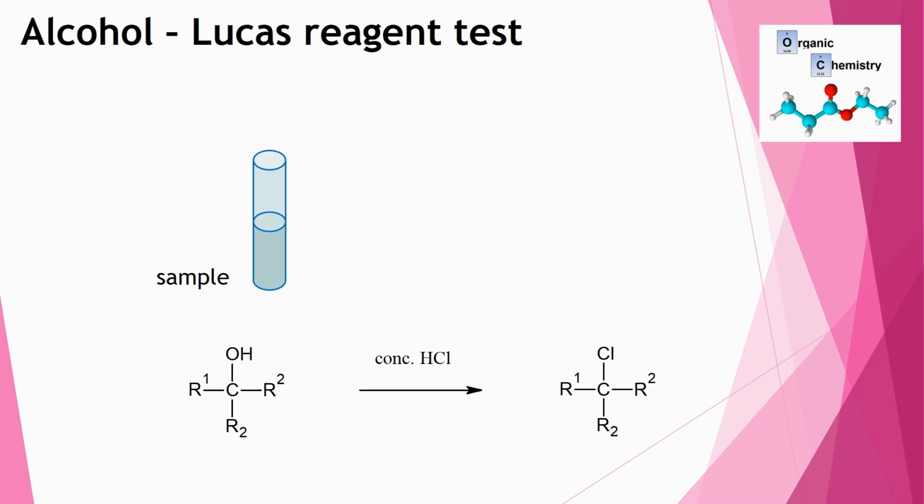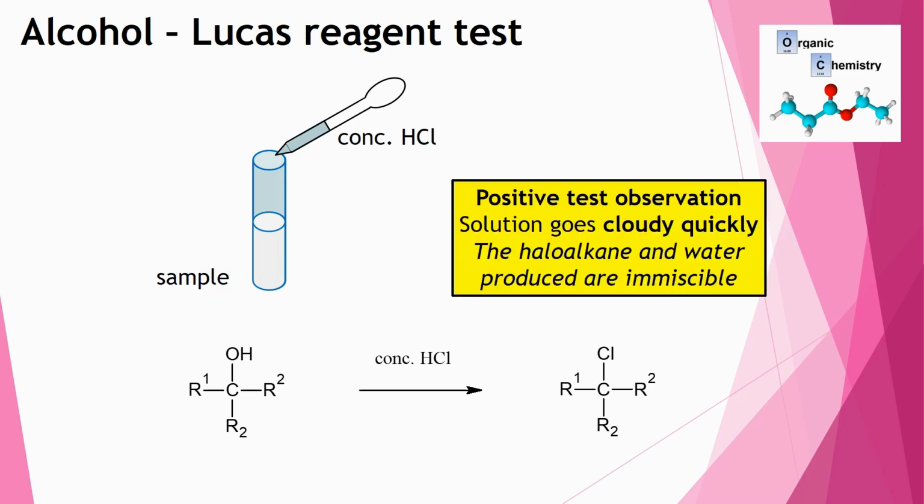Now we take a sample, we add concentrated hydrochloric acid. Often we also add another catalyst called anhydrous zinc chloride, that is zinc chloride without water. And then the solution goes a cloudy color if it's a tertiary alcohol, and it goes cloudy quite quickly, after a couple of seconds. We say it immediately goes cloudy. If this happens, we have identified a tertiary alcohol.